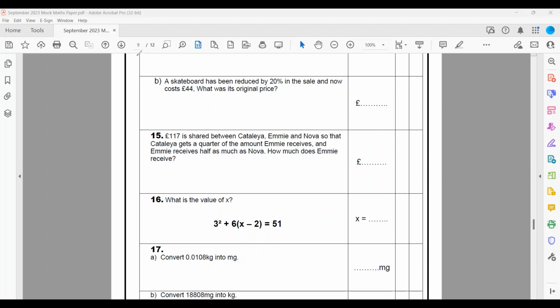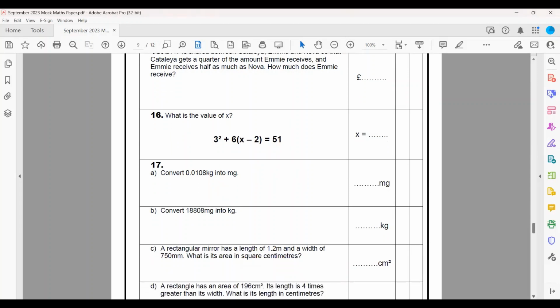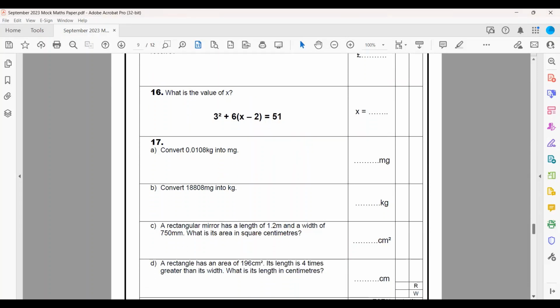So coming down to question 17, we have our conversions. Okay, so we're doing some measure conversions here, and we've been asked to convert kilograms into milligrams. So to go from kilograms to grams, 1 kilogram equals 1,000 grams, and 1 gram is equal to 1,000 milligrams. So to go from kilograms to grams, we've gone from 1 to 1,000, so we're timesing by 1,000. And to go from grams to milligrams, we've times by 1,000 again. So overall, we're timesing by 1,000,000.